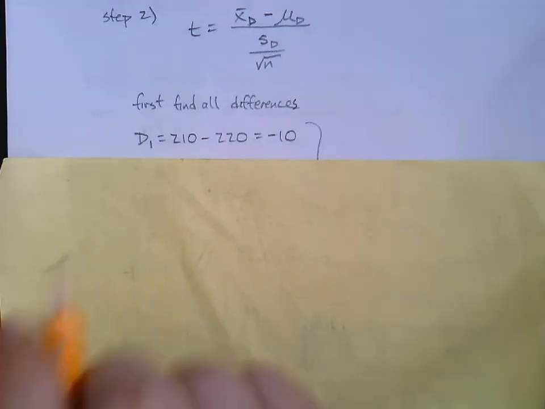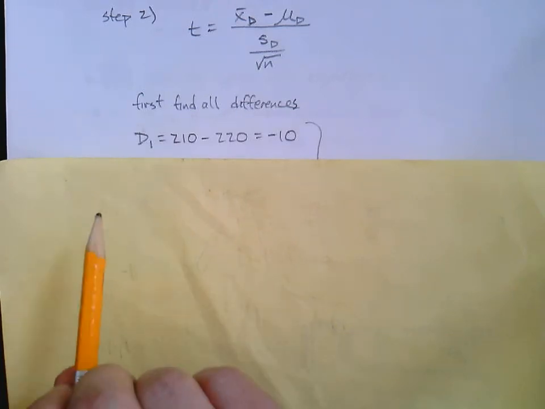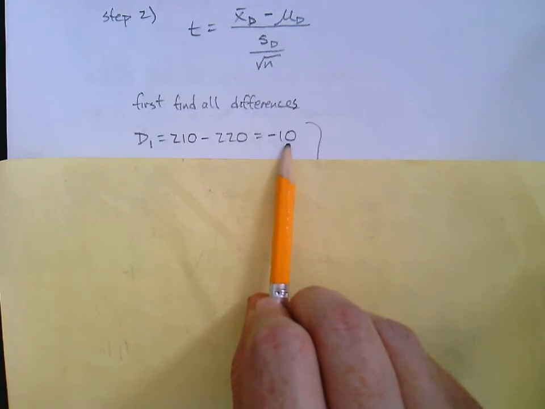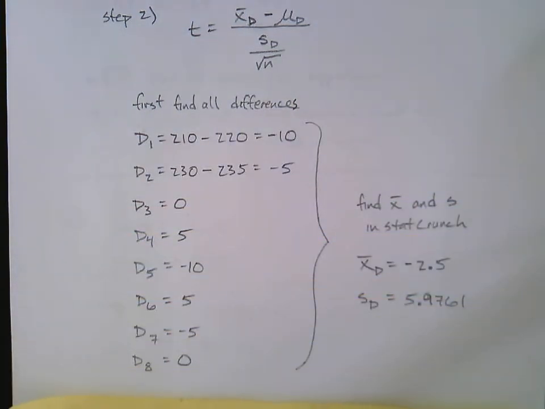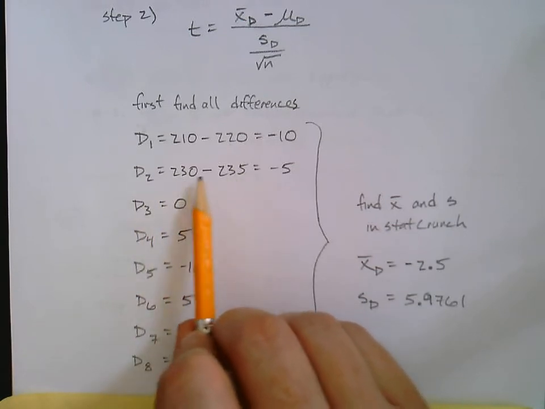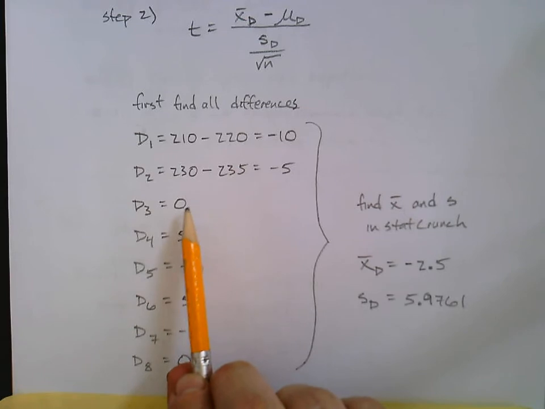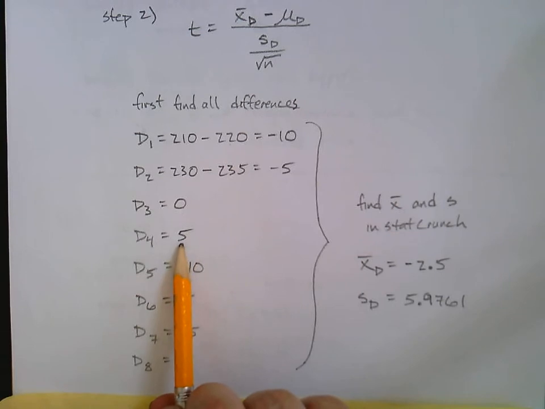So let's start with the difference for the first athlete. D1, the difference for athlete number 1, 210 minus 220. He got stronger, so he winds up with a negative 10. And I'll just show you all of my numbers here. No reason to go through them one at a time. Athlete number 2, D2, 230 to 235. When we subtract, he also got stronger, so negative 5. Number 3, his numbers were the same, right? 180 minus 180, so his difference was 0. D4, he actually lost 5 pounds on his bench press, so he ends up with positive 5.